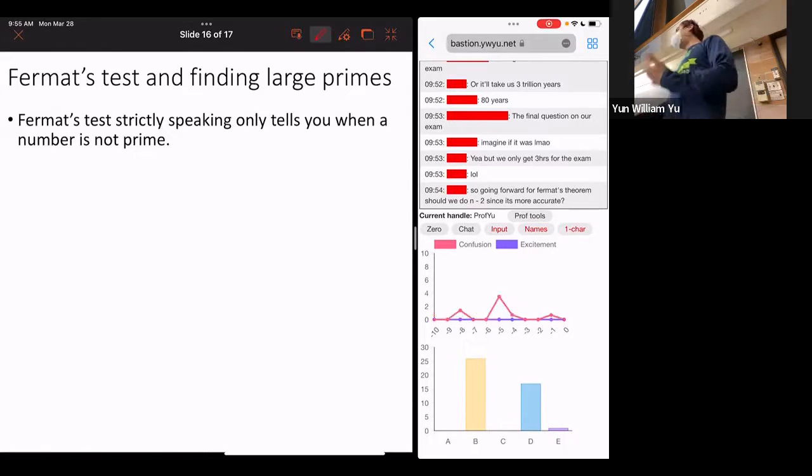But it turns out that if you call enough witnesses to the stand, and they all say this number is probably prime, then maybe you have some confidence that the number is probably prime. And it turns out you can quantify this.